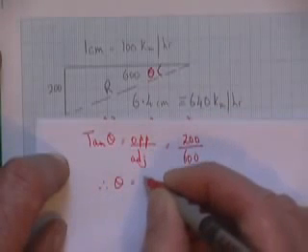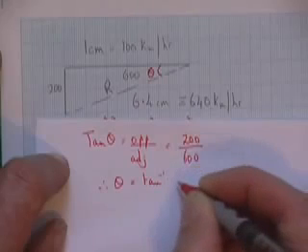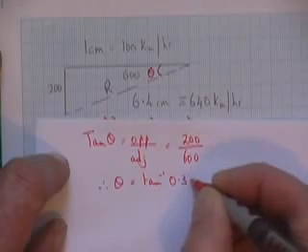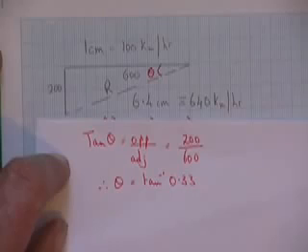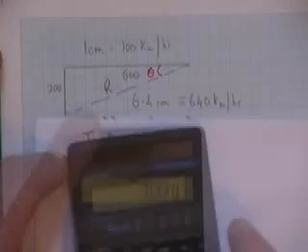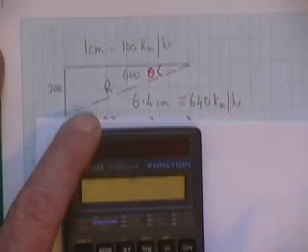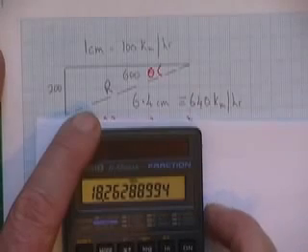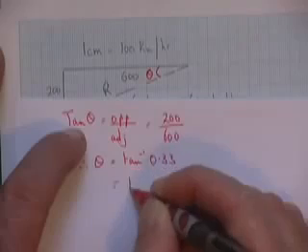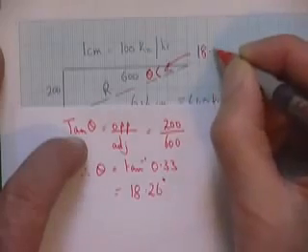Tan theta is opposite over adjacent. That on this diagram is 200 over 600. 200 over 600 is 0.33. We have to find the inverse tan of 0.33, which is 18.26 degrees. That is the bearing south of west in which the aircraft is travelling.